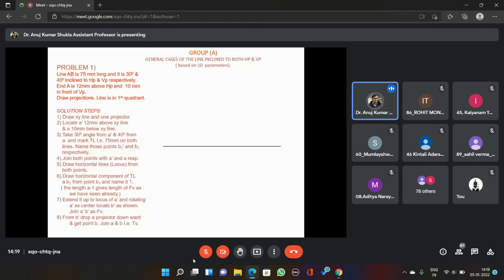The solution steps will be: draw the XY line. Just follow the solution steps. Locate A dash. A dash will be what? Front view. Okay. A dash will be 12 mm above the XY line and A is 10 mm below the XY line. So you have followed this step and got A and A dash.